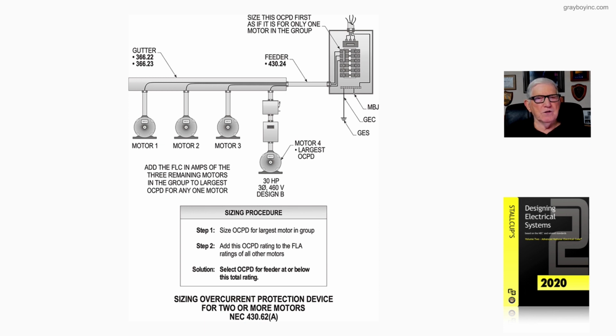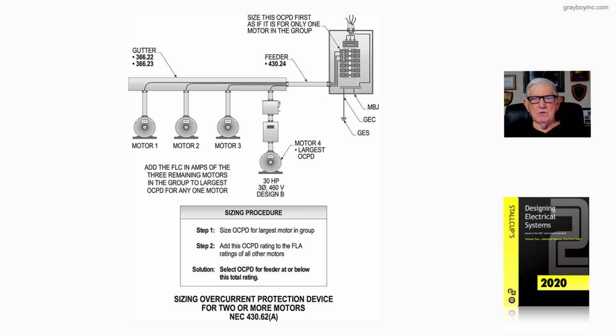on the circuit, as you see in the illustration, where you have the 30 horse, 3-phase, 460 volt Design B motor, which in this case is considered the largest motor. So an application of applying 430.62(A), sizing the overcurrent device for the largest motor in the group. Now that's what we just selected here, the 30 horse, 3-phase, 460 volt Design B.